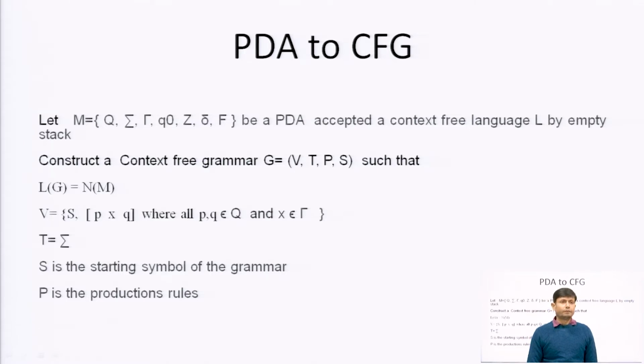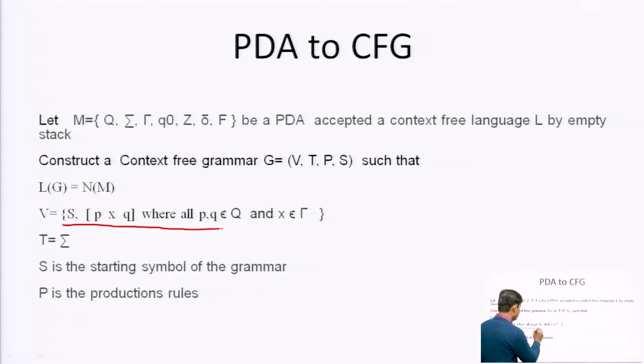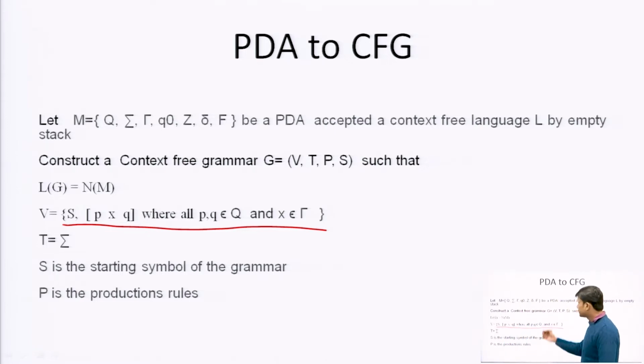What are the variables here? We have taken V as the set S and [P X Q], where P and Q belong to the set of states Q, and X belongs to the stack symbols. S is the starting symbol of the grammar, and [P X Q] is also a variable, a non-terminal. These are all variables.